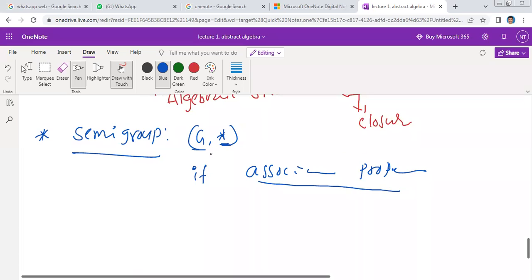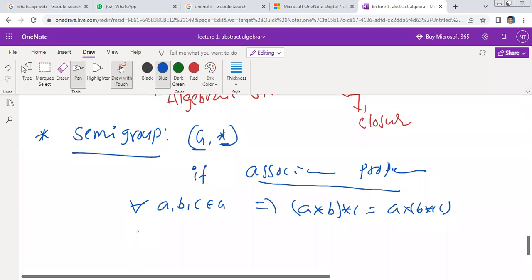Some people say, an algebraic structure G comma star is said to be a semi-group if it satisfies the associative property. Associative property means for every a, b, c belongs to G, (a star b) star c is equal to a star (b star c). This is the associative property condition.